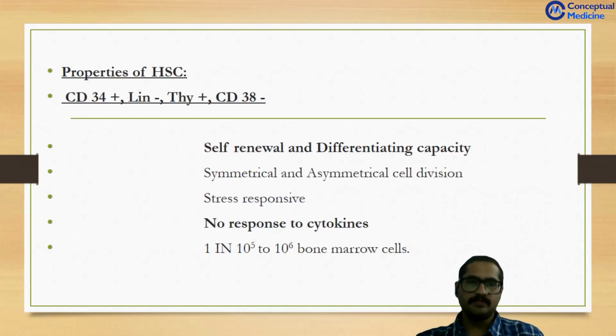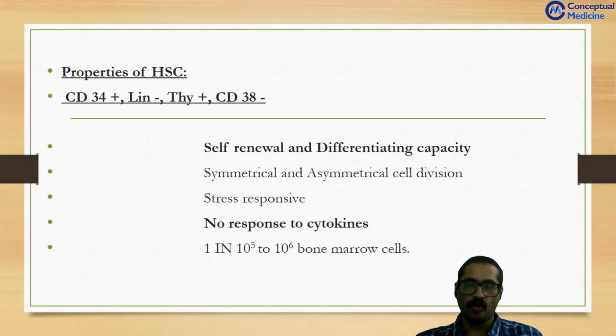The property of stem cells is that they persist throughout life. Even from embryonic life to adult life, stem cells persist throughout life. That is the reason that even at the age of 70 and 80, people keep getting good hematopoiesis, good hemoglobin, good platelet and good counts. So stem cells have an excellent self-renewal and differentiating capacity. Stem cells undergo symmetrical and asymmetrical cell division, which I will deal with in subsequent slides.